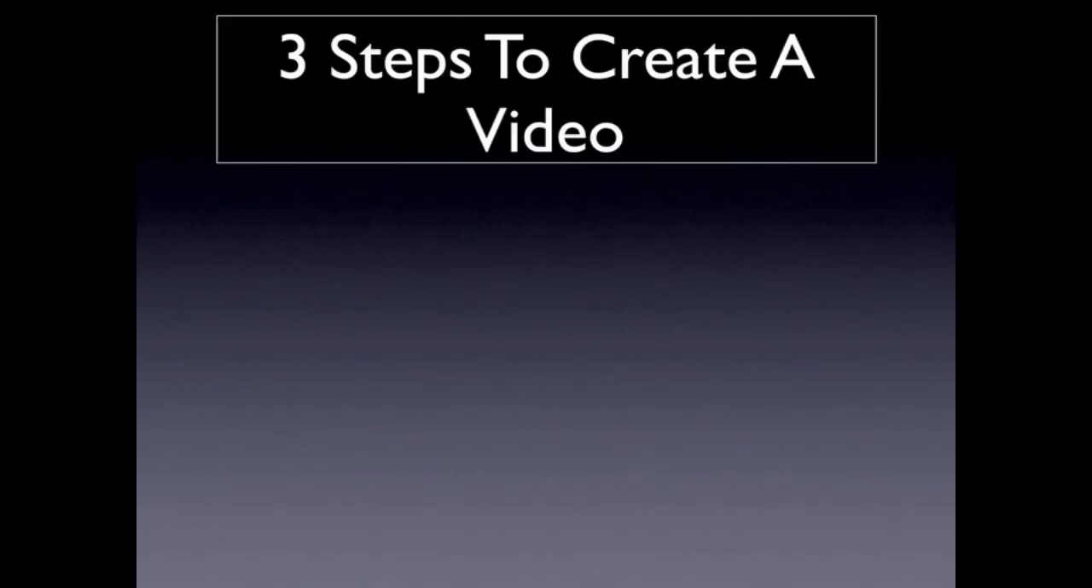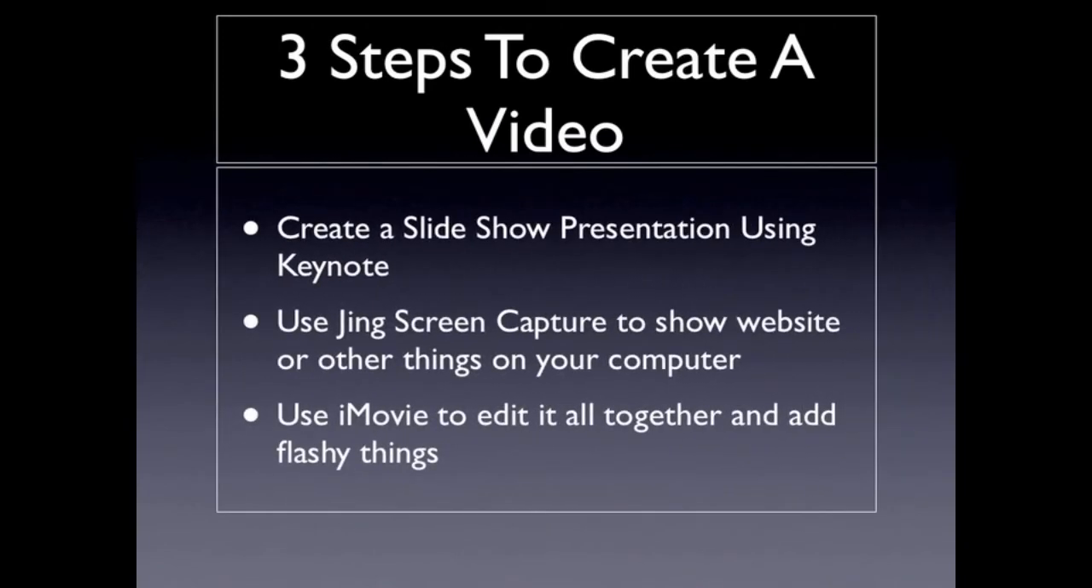All right, if you noticed that fancy transition, that's part of using Keynote. Let's talk about the 3 steps to create a video. Number 1, create a slideshow presentation using Keynote. That's exactly what I've done here. Number 2, use Jing screen capture to show your website and other things on your computer. So you can surf the web, or show other documents within your computer, or take screenshots with Jing. I'll show you all that stuff.